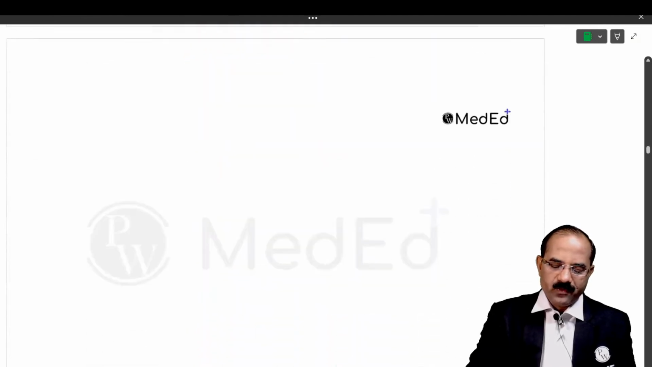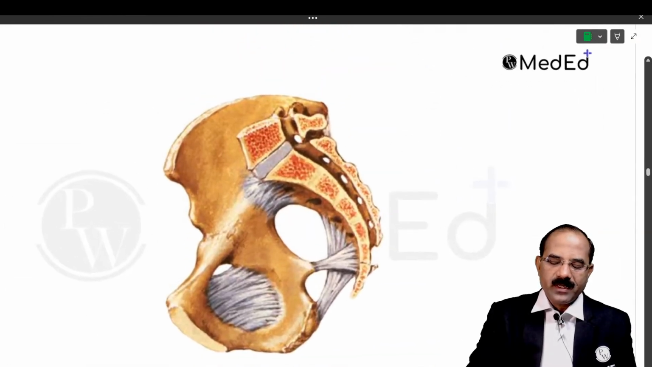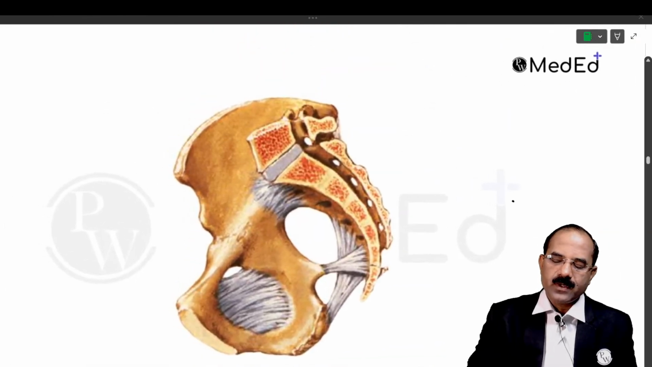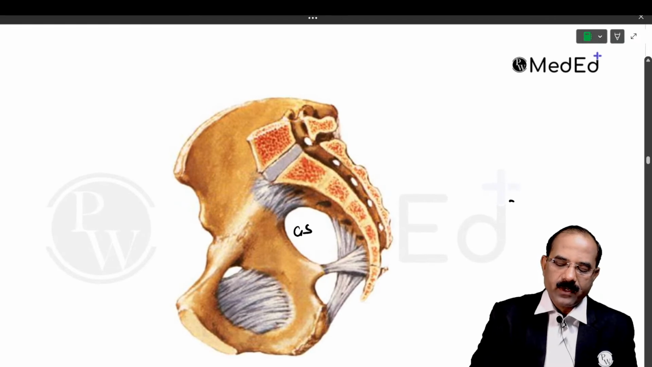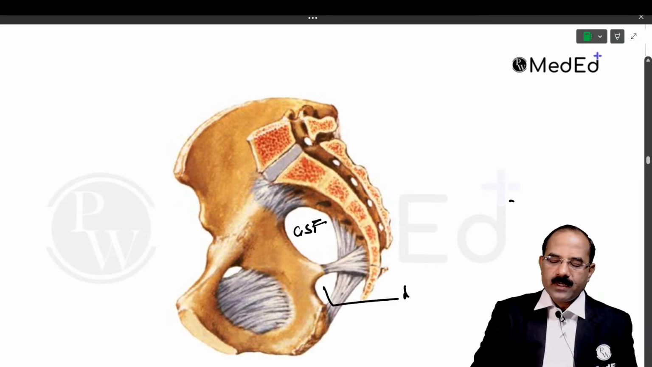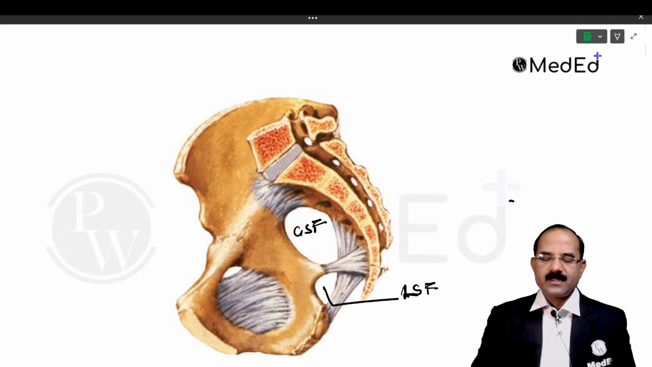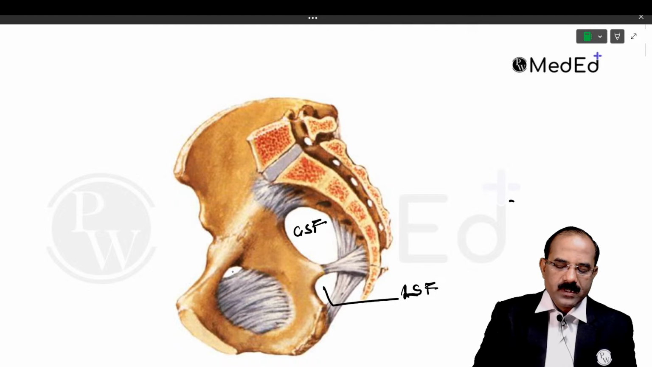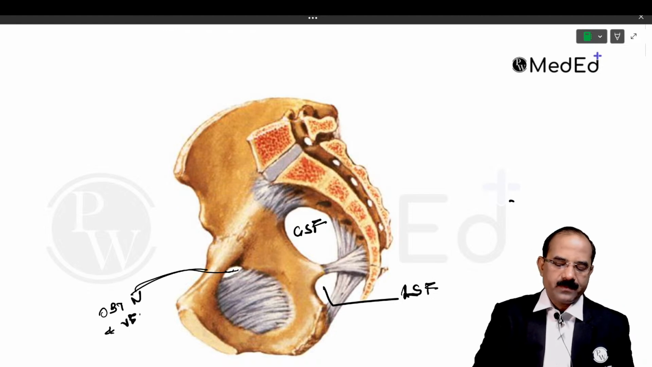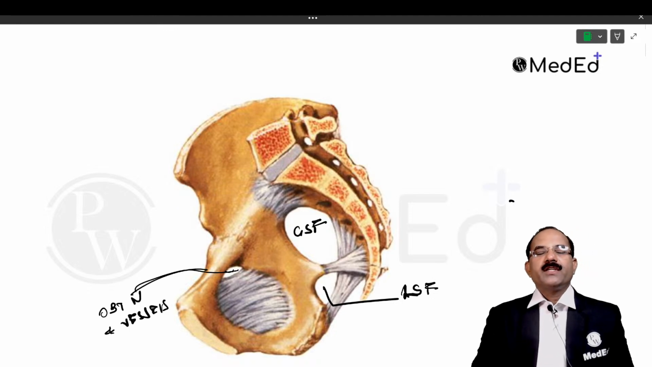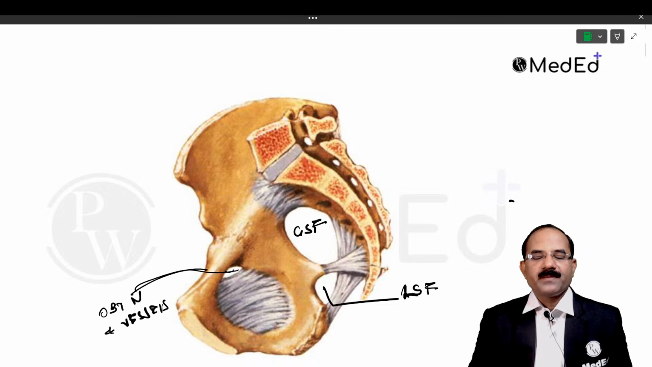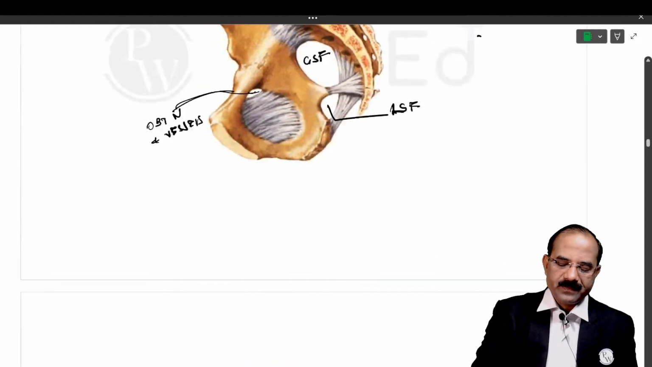Okay, students, perfect. What is this foramen? Look at this, what is this foramen? That's the greater sciatic foramen. And what is this? Lesser sciatic foramen. That's the lesser sciatic foramen. Okay. And what is this? What structure passes through this? The obturator nerve and vessels. The obturator nerve and vessels pass through this foramen. Fine.